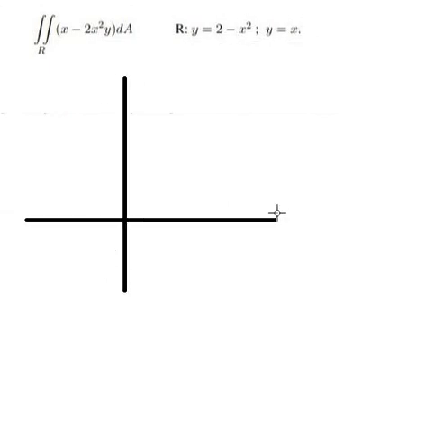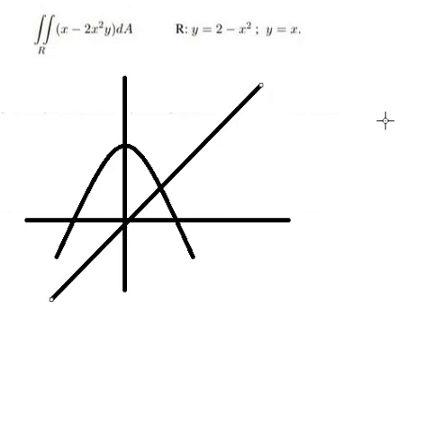To do this one, we need to graph the functions here. Y equals 2 minus x squared, where the graph should be like this. Y equals x, the graph should be like this. The area we need to concentrate on is this one here. So I need to draw a little bit.